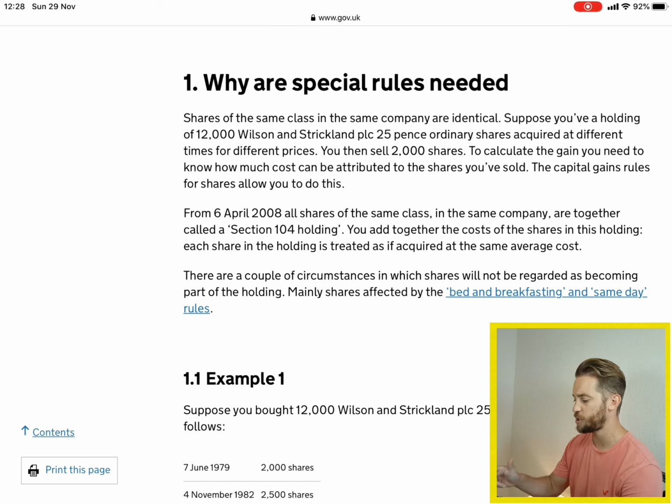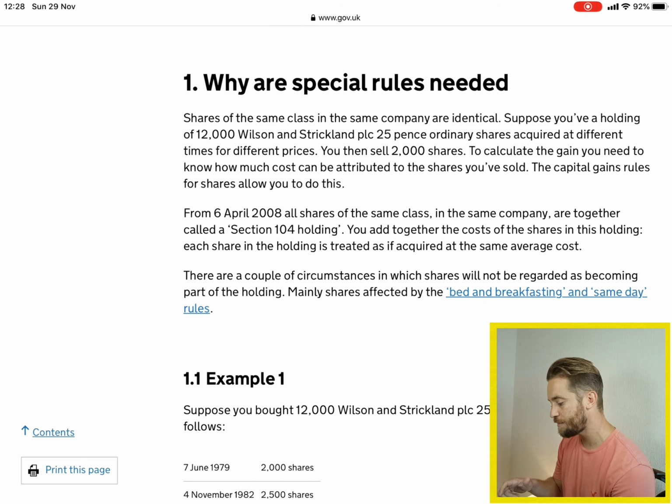Number one, why are special rules needed? Shares of the same class in the same company are identical. Suppose you've been holding 12,000 Wilson and Strickland PLC 25 pence ordinary shares acquired at different times for different prices. You then sell 2,000 shares. To calculate the gain, you need to know how much cost can be attributed to the shares you've sold. The capital gains rules for shares allow you to do this.